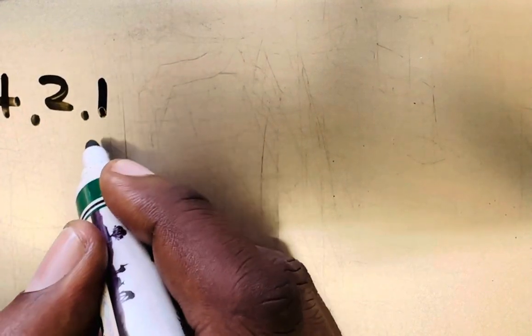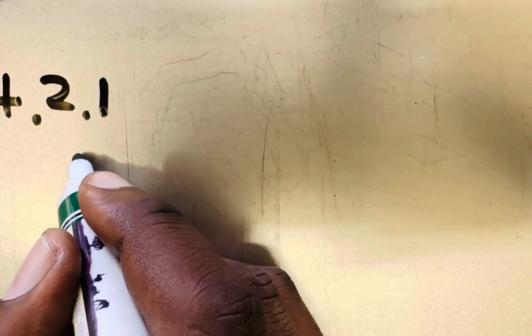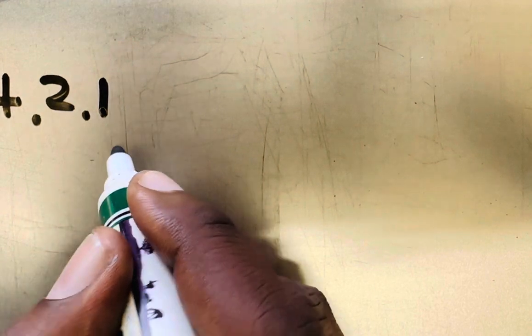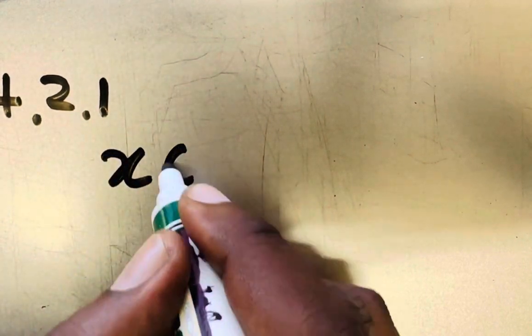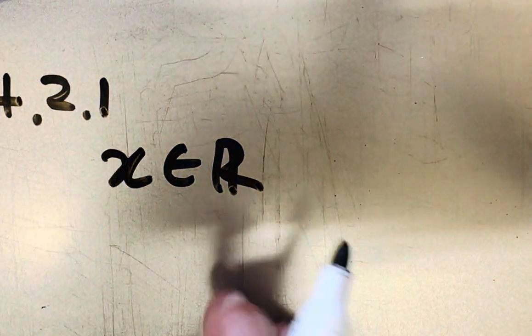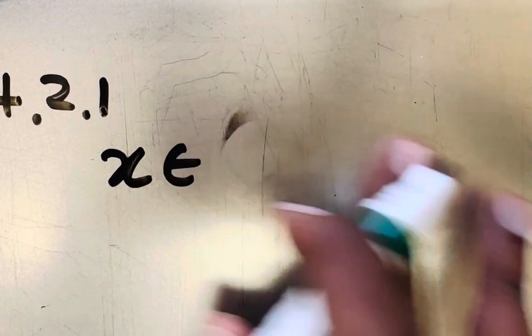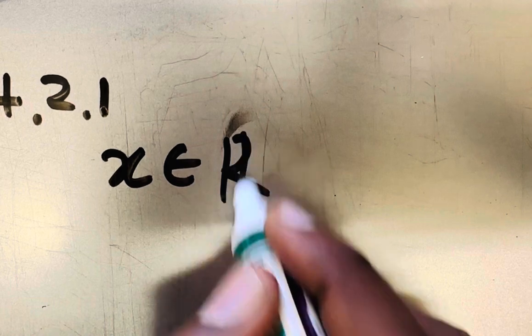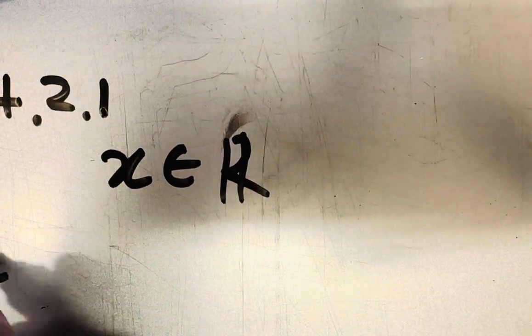4.2.1. Domain of h: x is an element of the real numbers. We are done. X is an element of real numbers.